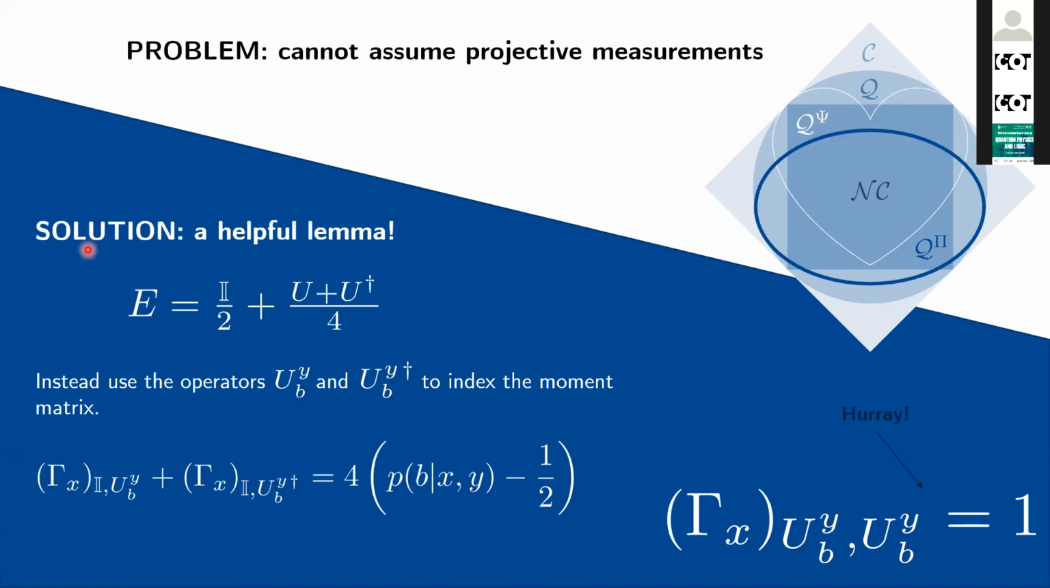And the way that we do that is by this helpful lemma, which tells us that for every effect E, there exists some unitary operator U satisfying this equality. So E is equal to the identity over 2 plus U plus U dagger over 4. So now for each one of our effects, E_yb, instead we can use U_yb and U_yb dagger. And we use these operators to index our moment matrix instead.